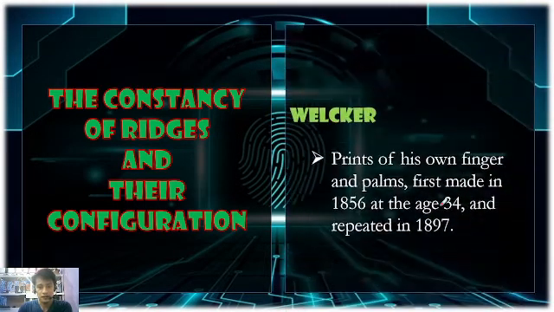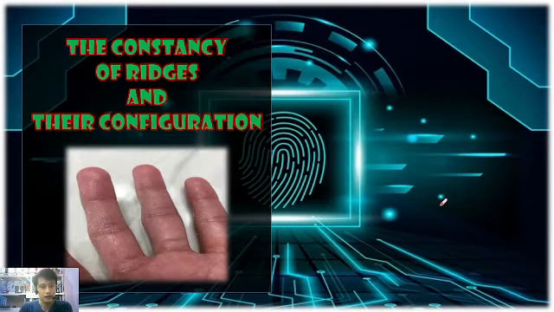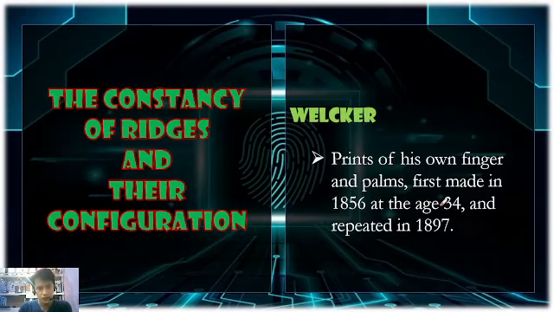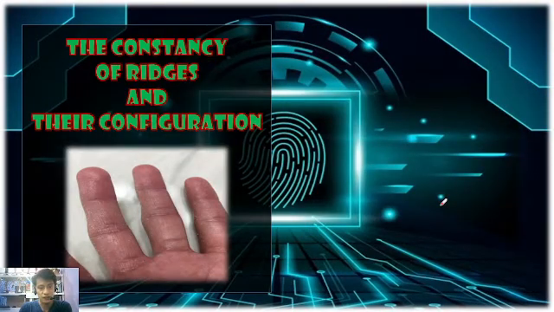And then we have Welker. As we have the last time, what did Welker do? He printed his own fingerprints and palms, first made in 1856 at the age of 34, and after almost 40 years, after almost 41 years, he tried to print them again, and he found out that there's no change. It doesn't change. So those are the famous individuals that prove the principle of permanency of fingerprint.